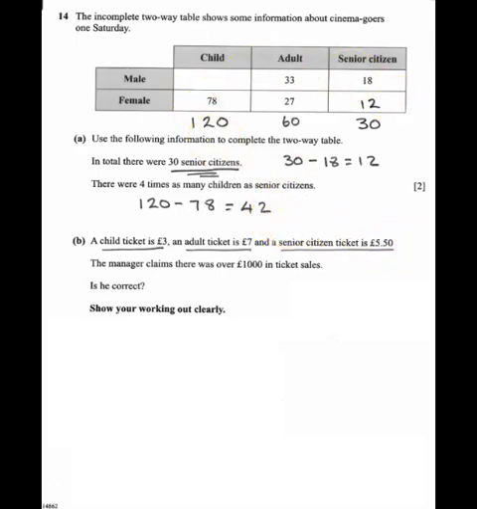So we've filled in the table here, and then we can basically work out things from the second part of the question. So it says a child ticket is £3, an adult ticket is £7, and a senior citizen ticket is £5.50. The manager claims that there was over £1,000 in ticket sales. Is he correct?